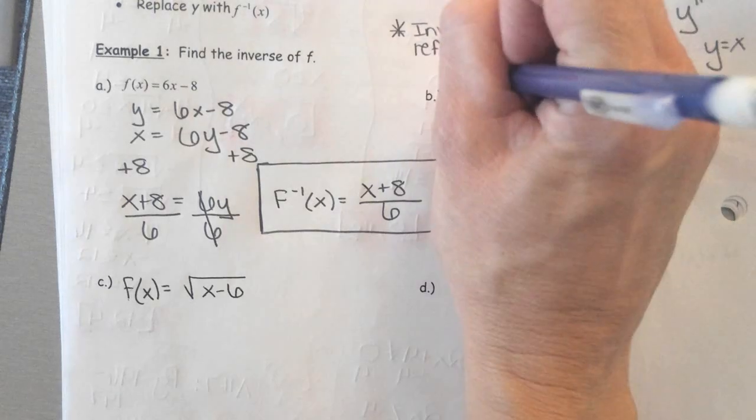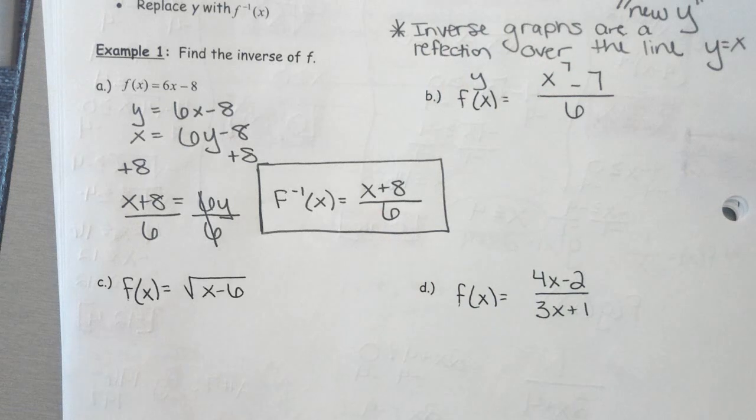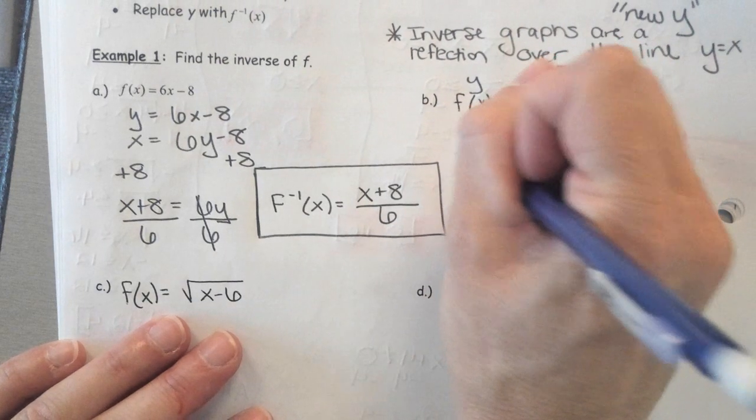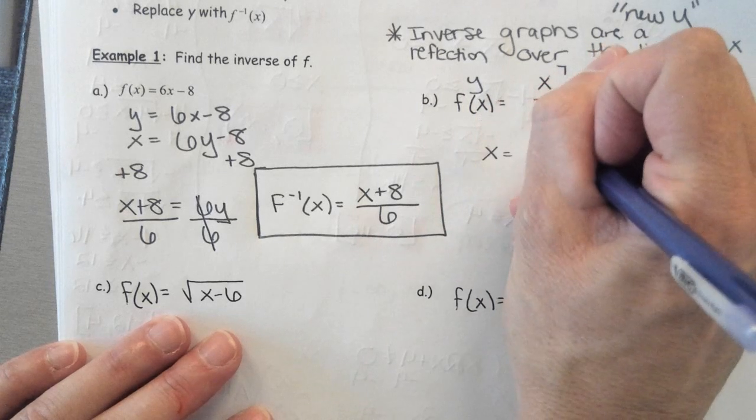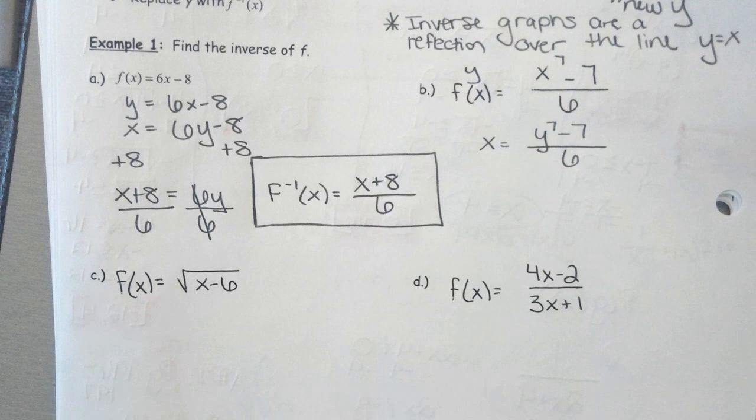Alright, so f of x is a fancy way of saying y, so I'm going to write a y there to remind myself. I'm going to flip x and y right away in this problem, so x equals y to the 7th minus 7 over 6. So we need to start strategizing of how we can get y alone.